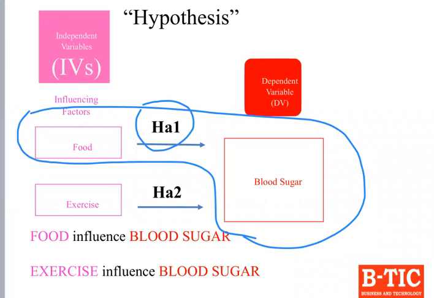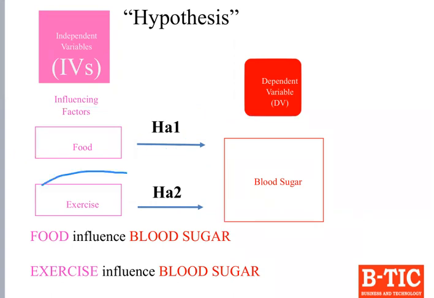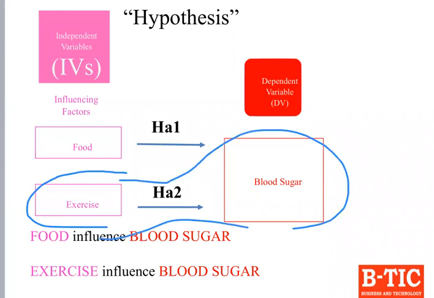I have a hypothesis here. We call it alternative one. The reason I'm calling it one is that we have two hypotheses here. Alternative hypothesis one is this: the blood sugar of this patient has a connection to the food he consumes. That is the first hypothesis. The second hypothesis, HA2, is that the exercise you do has a connection to the blood sugar you have in your blood.